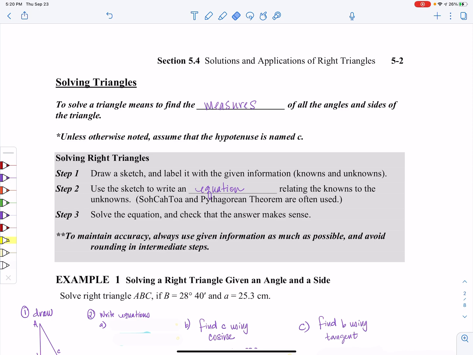Two comments. First of all, this comment right up here: the hypotenuse is going to be named c because we're typically going to name the right angle C unless otherwise noted. And the second comment is you always want to use your given information as much as possible, and definitely don't round during the problem. Only wait to round till the very end.